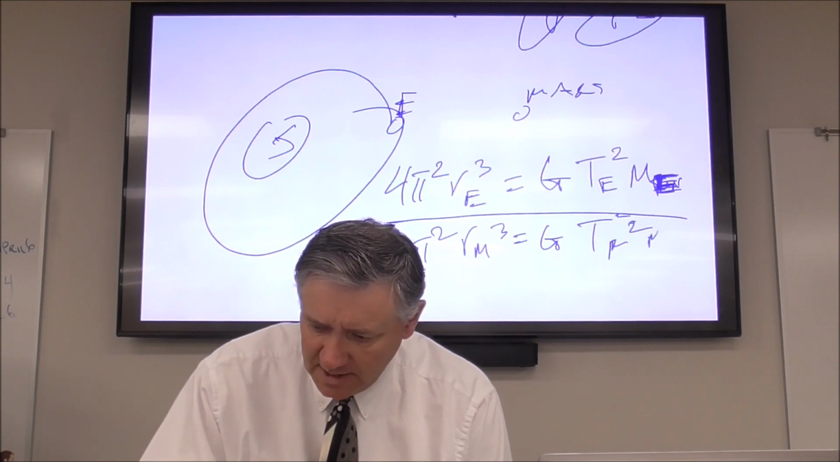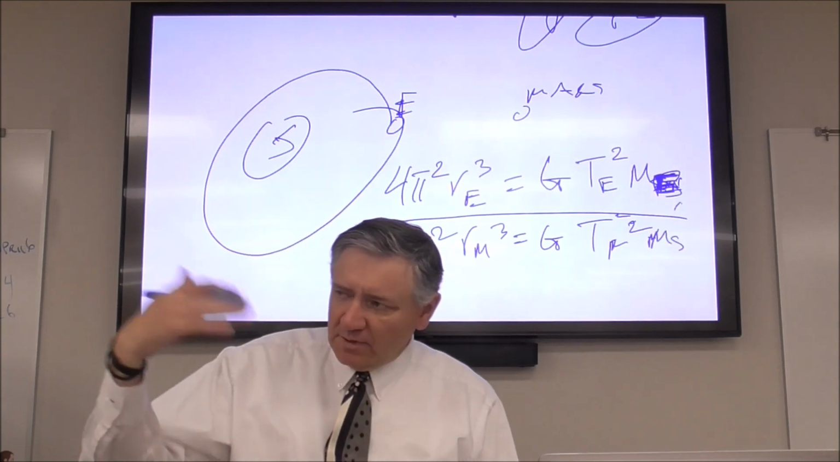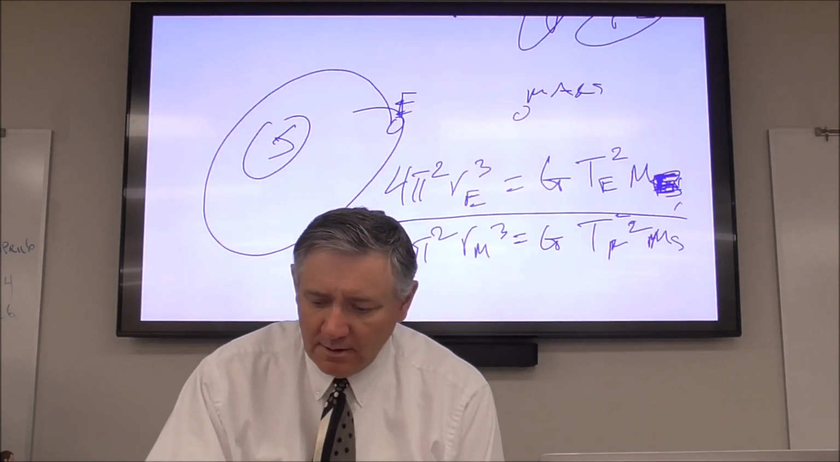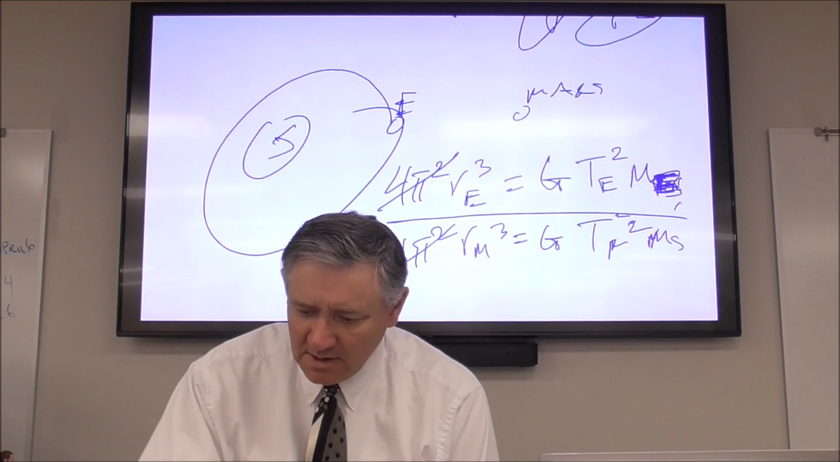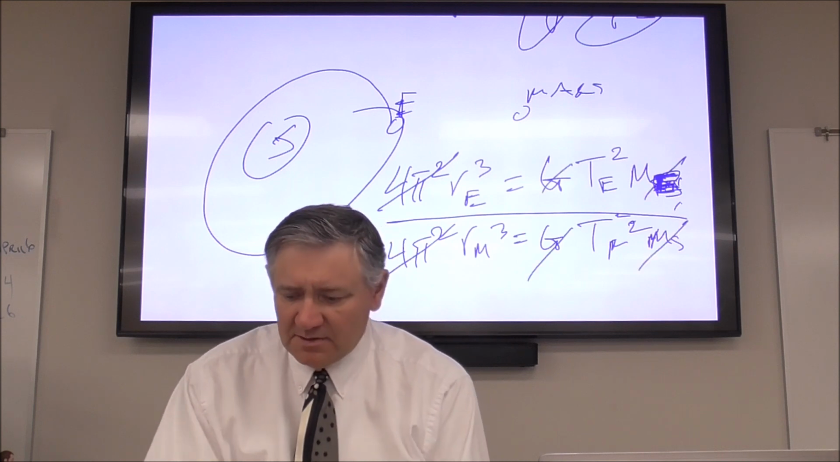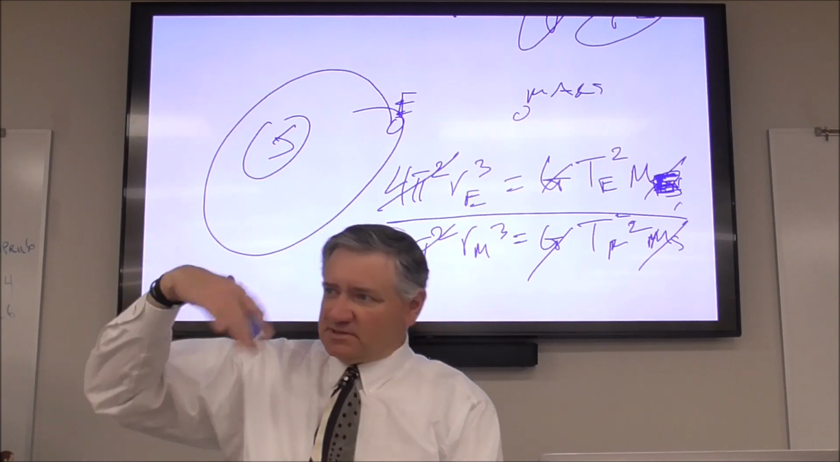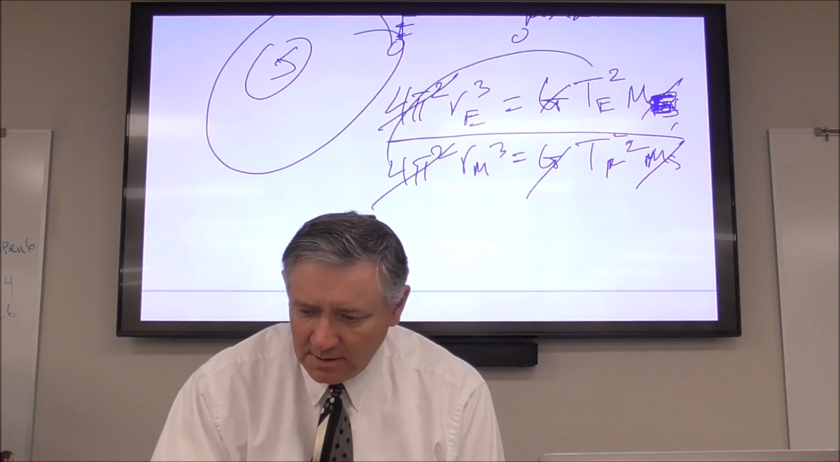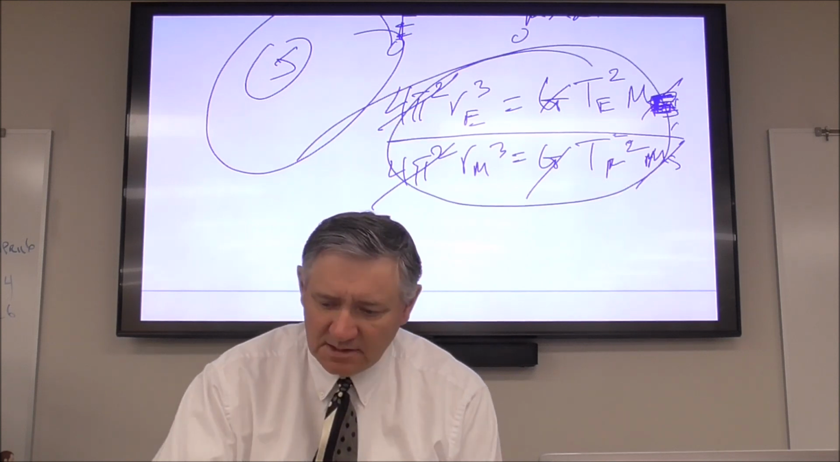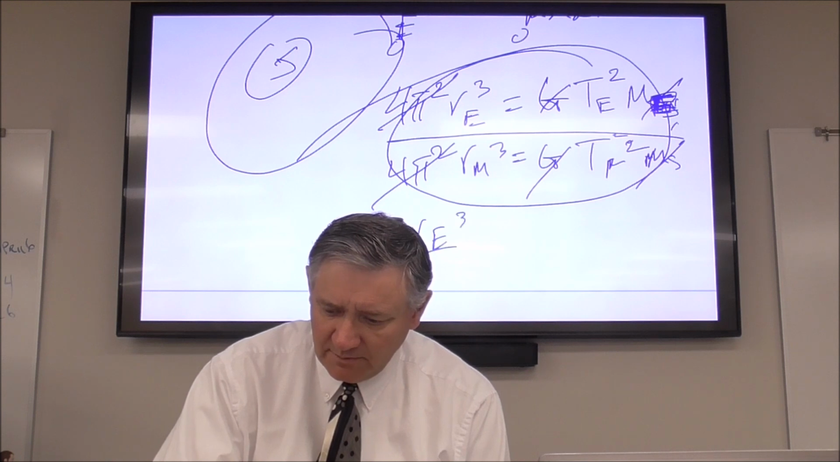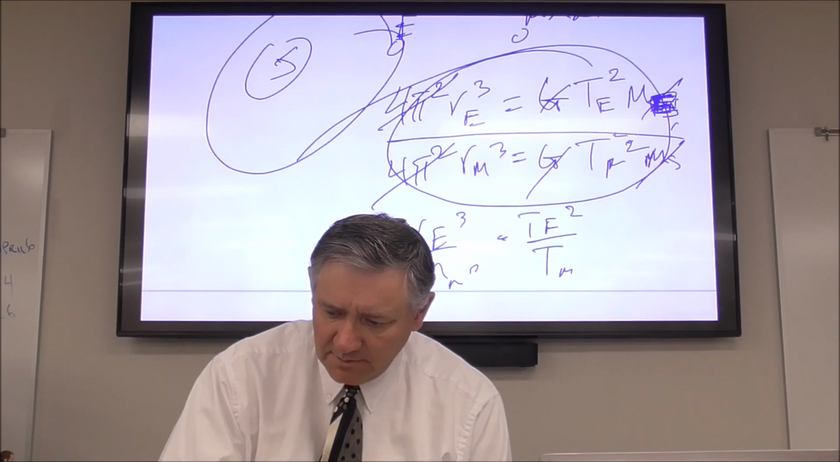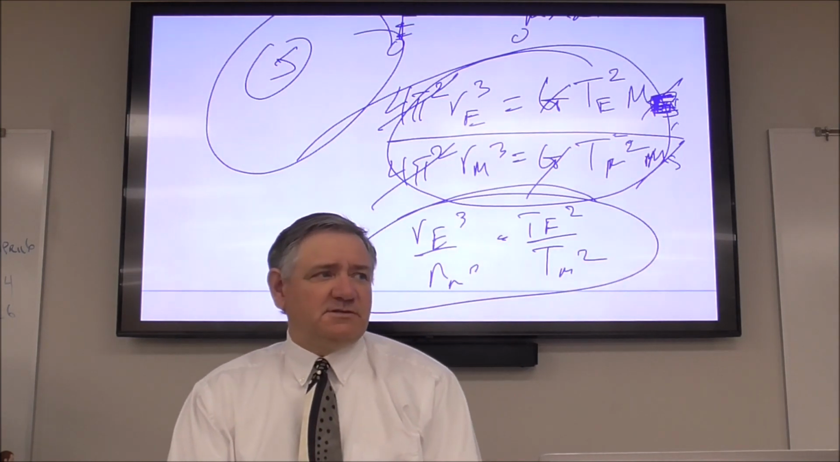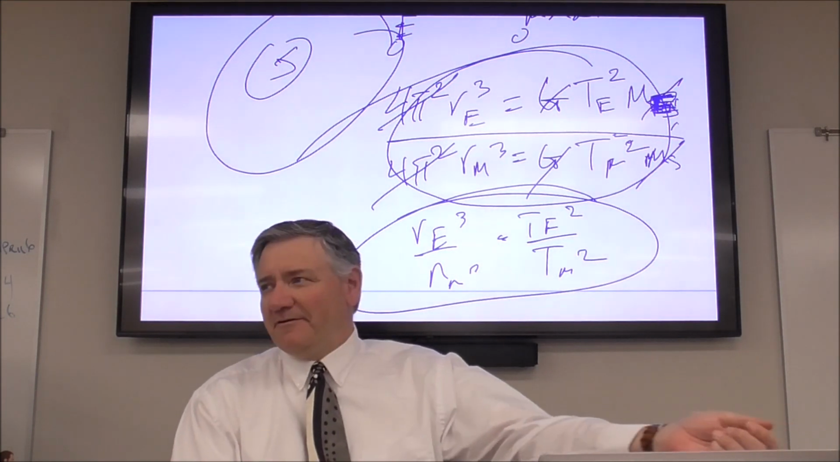So then that would be the mass of the sun, because that's what's at the center. So here's the point. If you look at this as a ratio, the 4 pi squareds cancel out, the big G cancels out, and the mass of the sun cancels out, because that's what's at the center of that orbit. So what you're left with is Kepler's third law: the radius of the Earth cubed over the radius of Mars cubed equals the period of the Earth squared over the period of Mars squared. So Newton just goes, here, this is why it works.